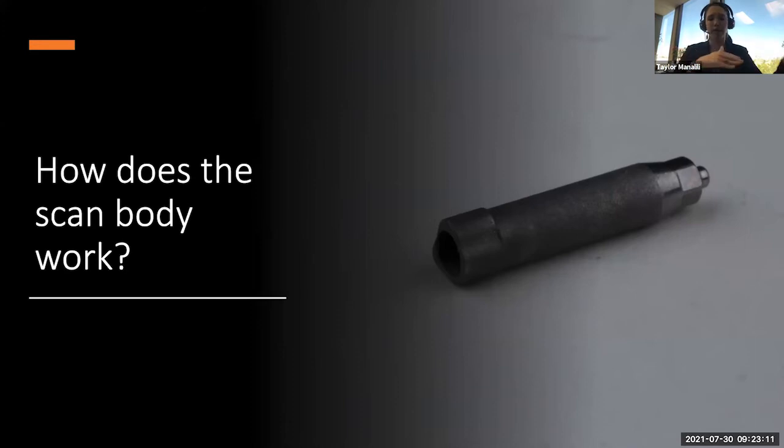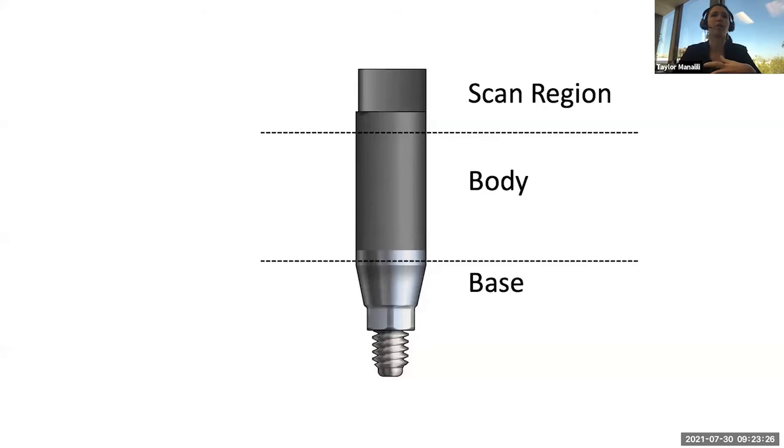So today I want to take some time. I'm just going to review kind of how the scan body works, right? In overall dental history, this is a very new technology to a lot of us. So what are the important parts of a scan body and how do we utilize this? It is a little different than our conventional impression copings.